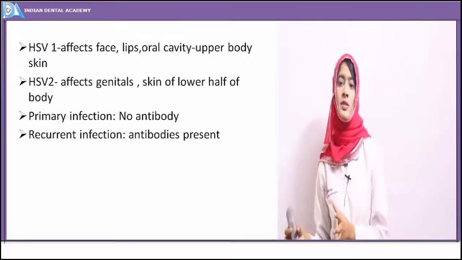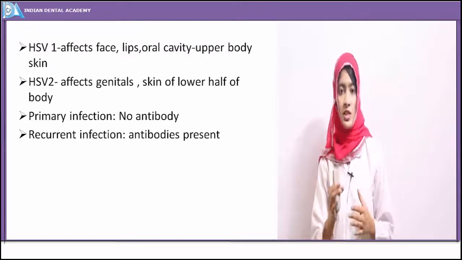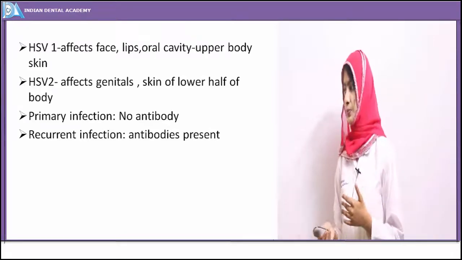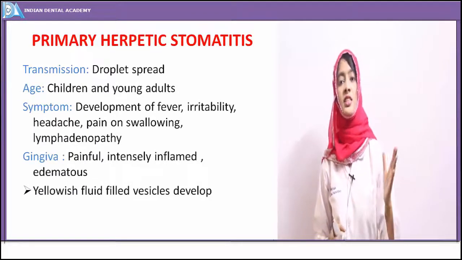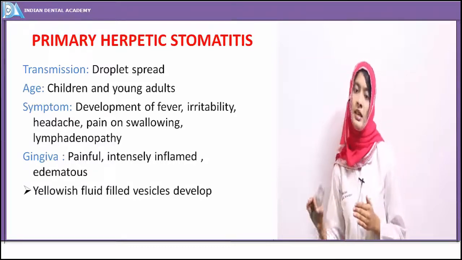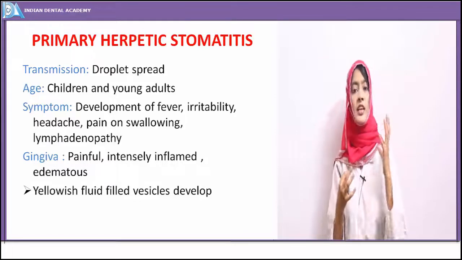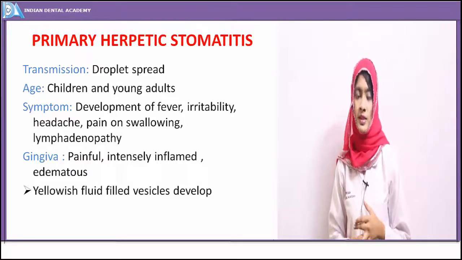So sufficient time is there for the antibodies to develop. So antibodies are detectable in cases of recurrent infections. So the primary herpetic stomatitis, as we have seen, is the initial attack of the children. So it is seen in cases of children and younger adults. So the transmission is the same, either droplet spread, saliva transmission basically.